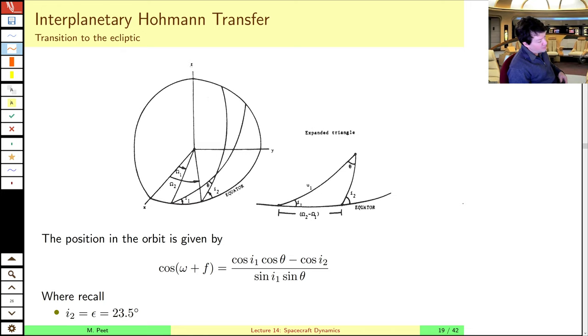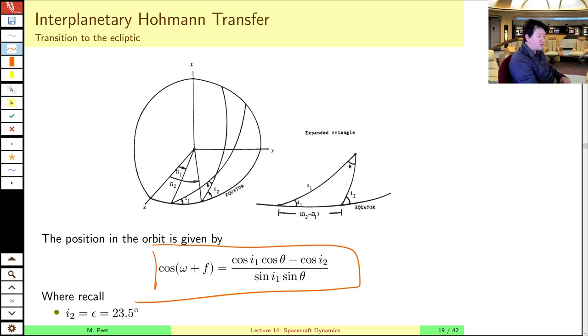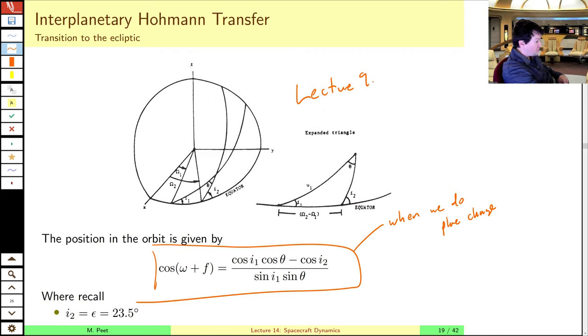And then, of course, where in the orbit do we do the burn? We had another formula for that, for when we do this delta V maneuver. And this is also from lecture 9, I believe. So again, the formulae are just the same. This is initial inclination that's known. This is the 5 degrees we talked about earlier. We already calculated that. The only thing we need to know is the final inclination, which is 23.5 degrees. And so we just plug these numbers in, and that gives us at what time we need to do our delta V burn.